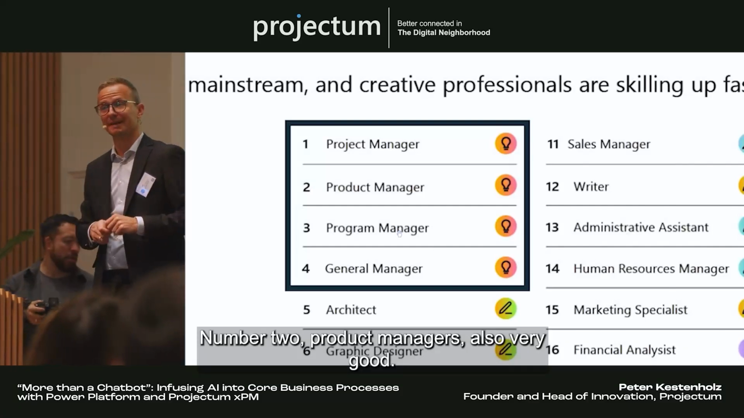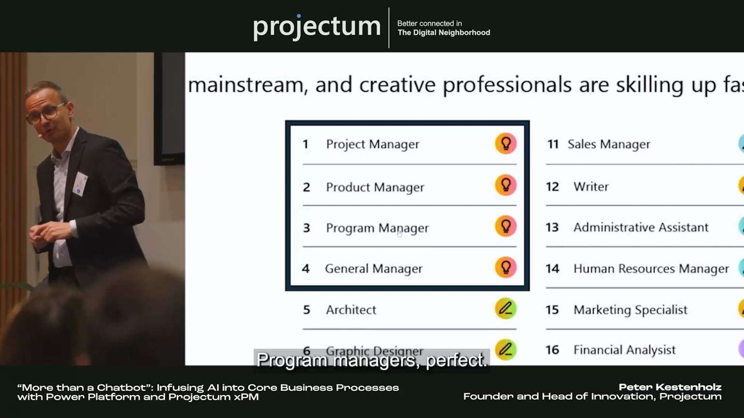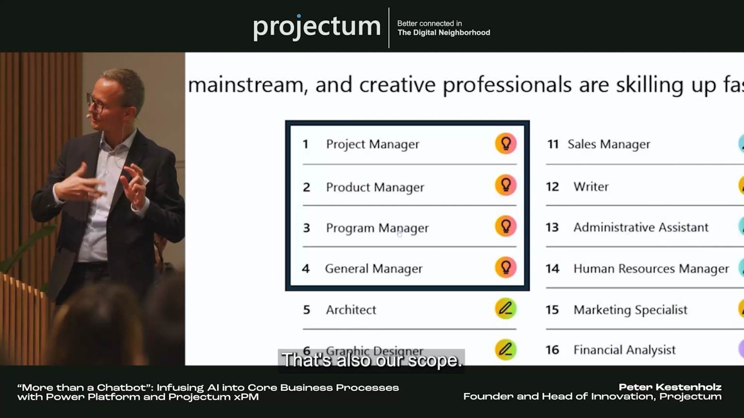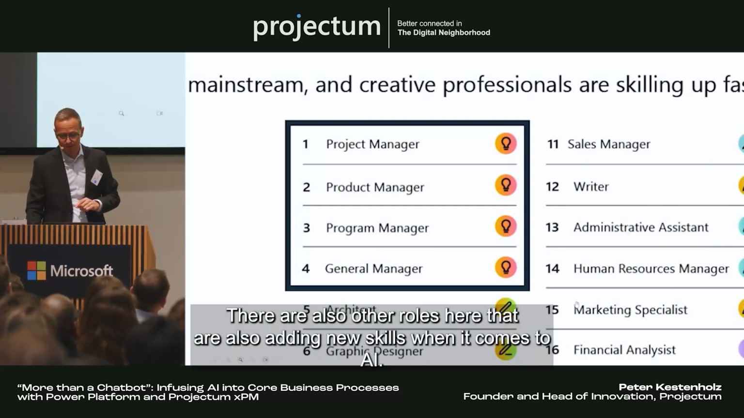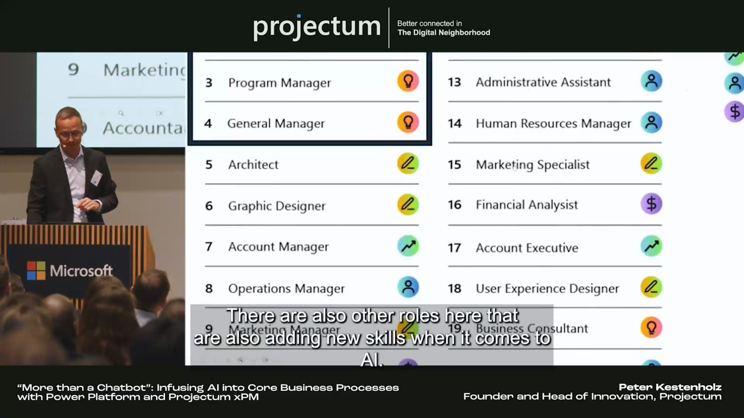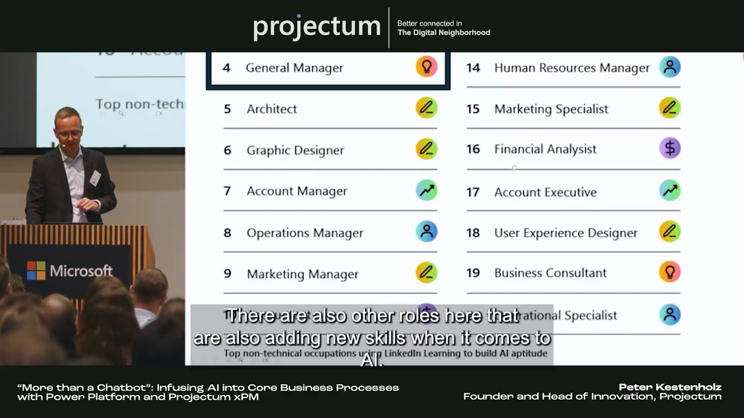Number 2, product managers, also very good. Program managers, perfect, that's also our scope. And then we have general management as a whole. There are also other roles here that are also adding new skills when it comes to AI.